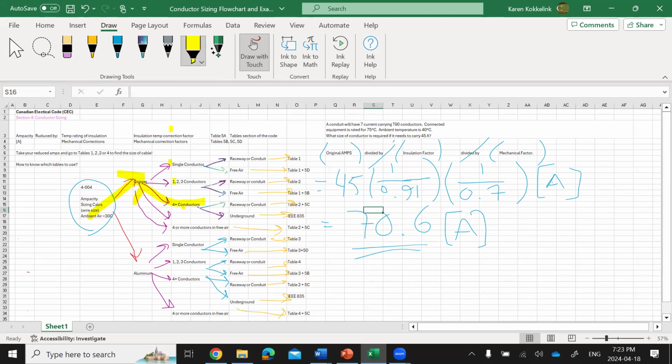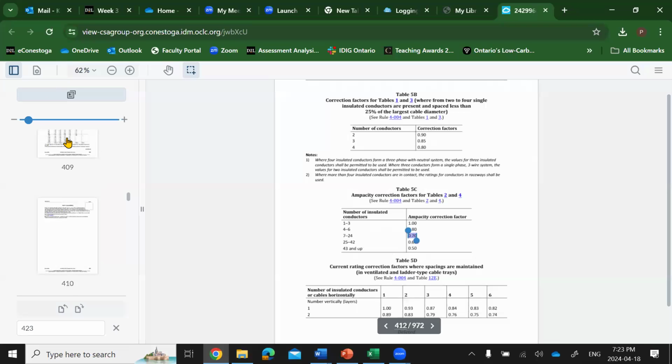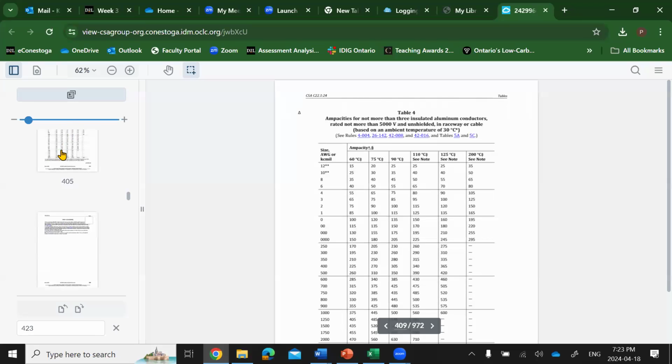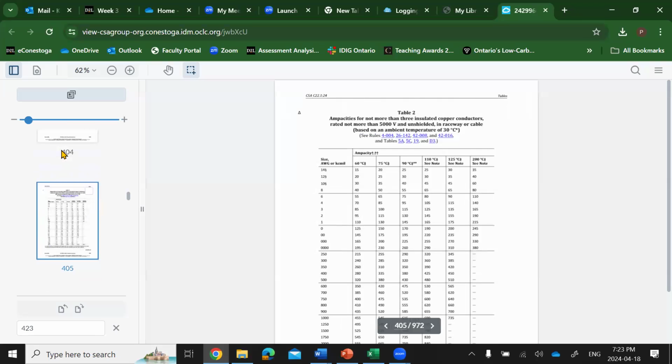Is it in raceway or conduit or underground? It's in raceway or conduit. So we have to go to table 2, and we already applied our factor of 5C. So let's go to table 2. This is table 2. This is table 4, which is aluminum. Let's go to table 2. Table 2 for more than 3 conductors. Yes, 7 is more than 3.